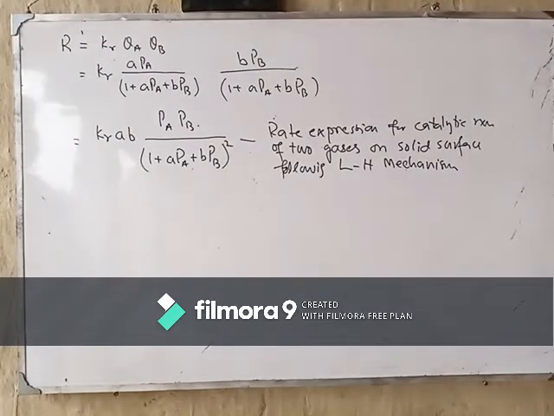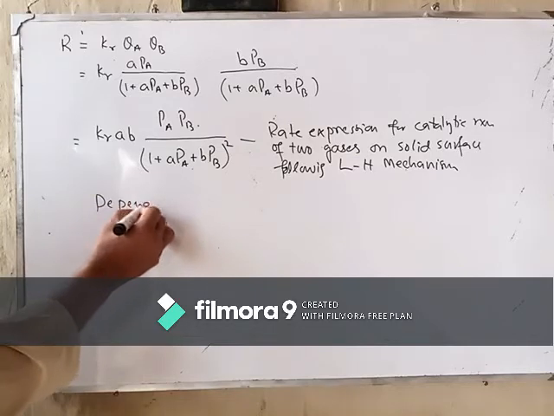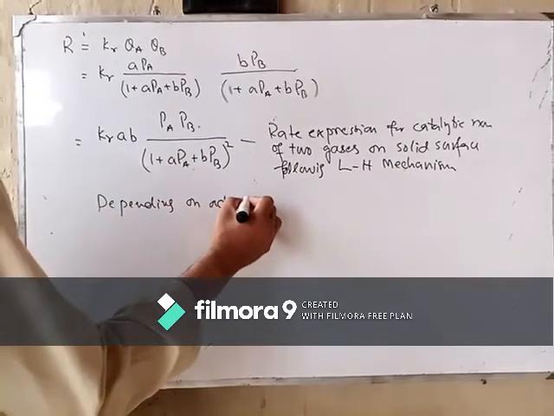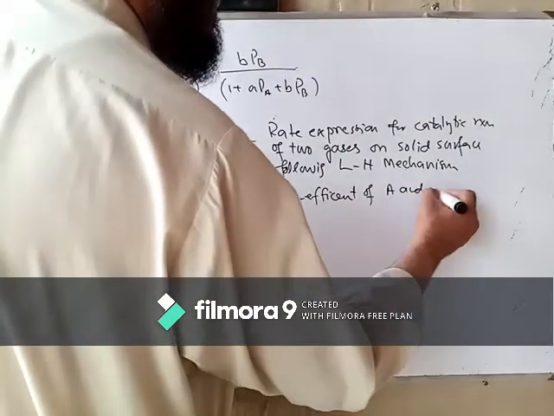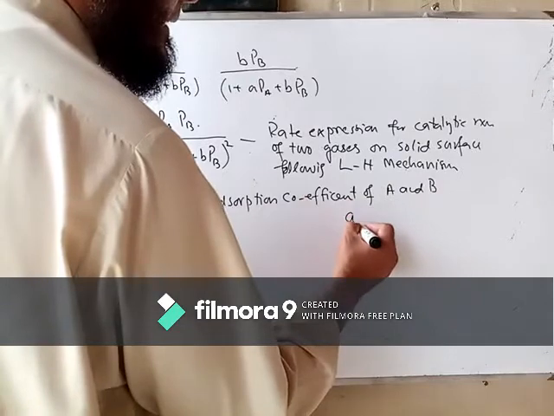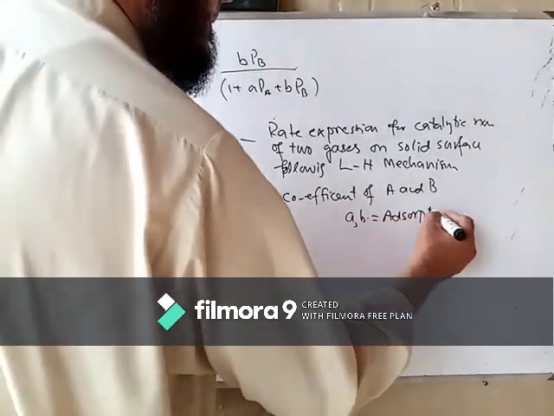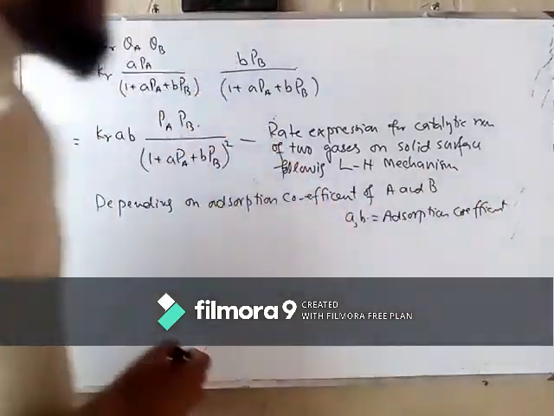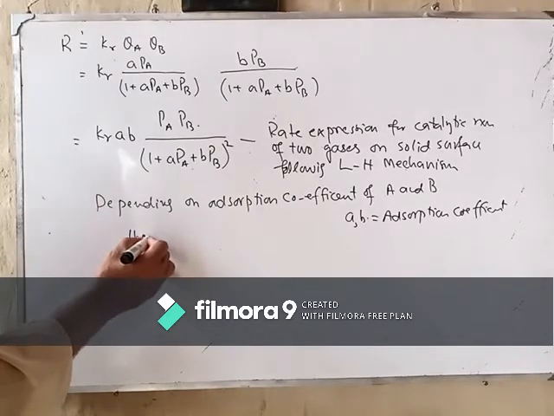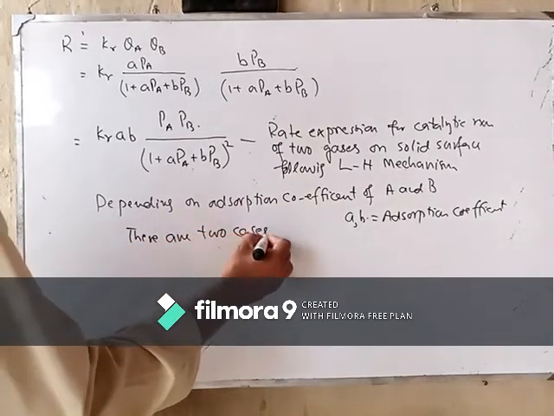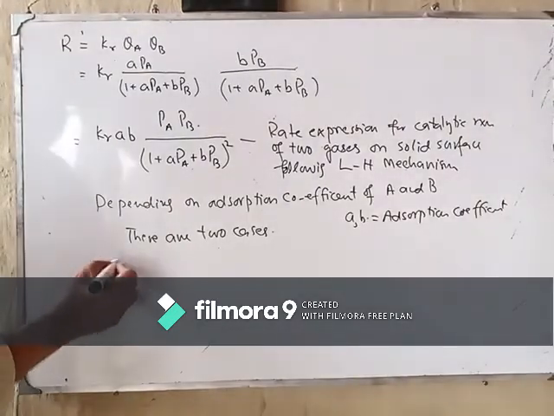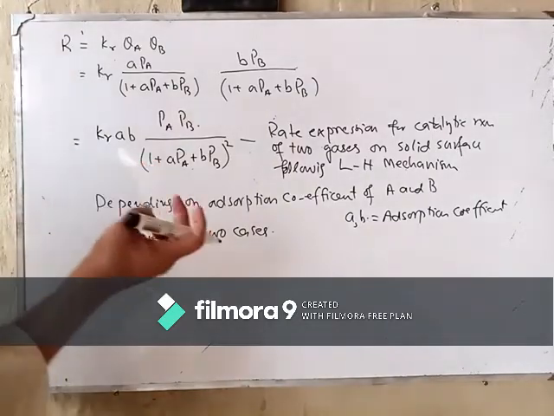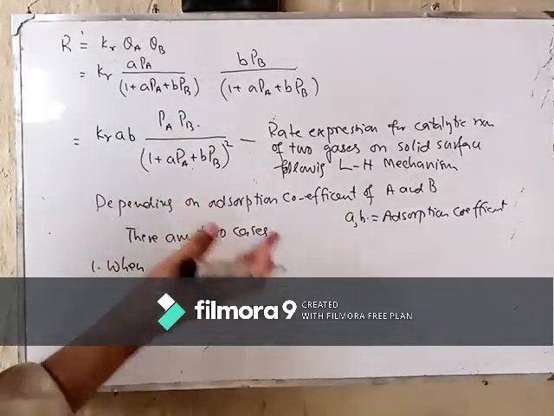So depending on the value of the adsorption coefficients of A and B, there are two cases. और adsorption coefficients वो कौन से हैं, यानी A और B. These are the adsorption coefficients. So depending on the adsorption coefficients of A and B, there are two cases. Cases तो बहुत से हो सकते हैं, both are weakly adsorbed, both are strongly adsorbed, one is weakly and the second is strongly. तो different हो सकते हैं, लेकिन हम simple cases लेते हैं.